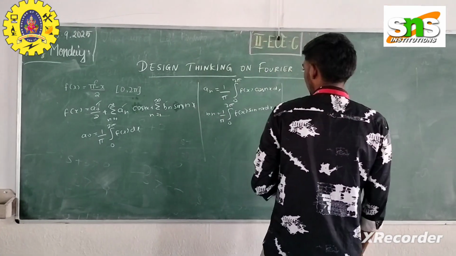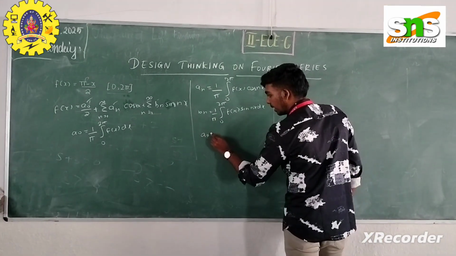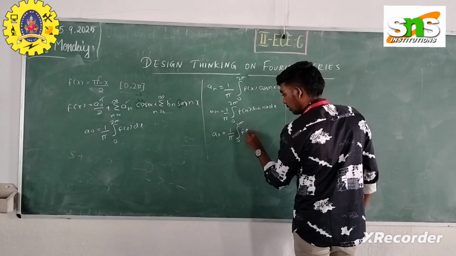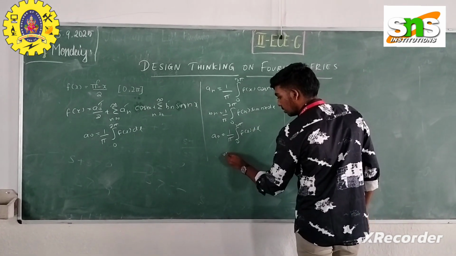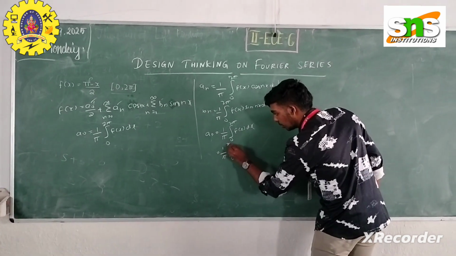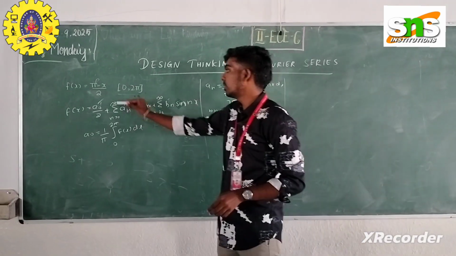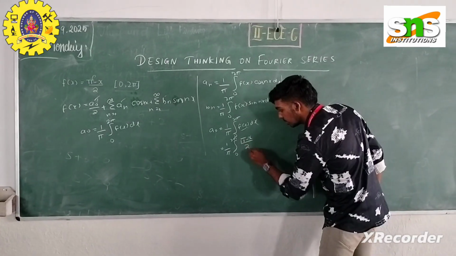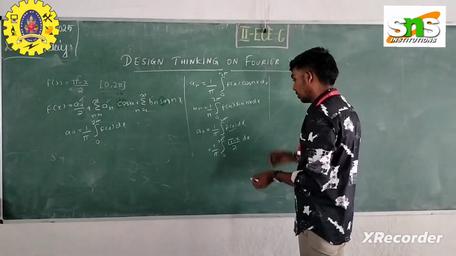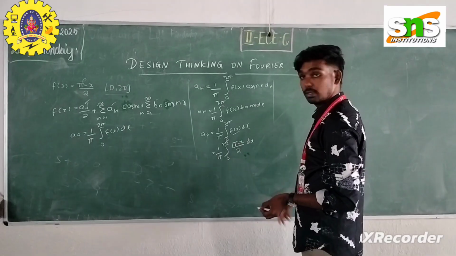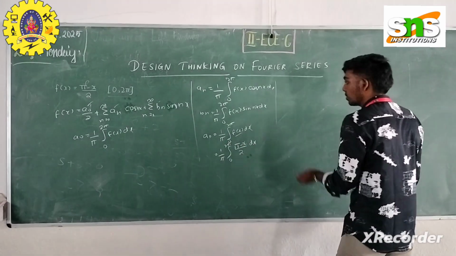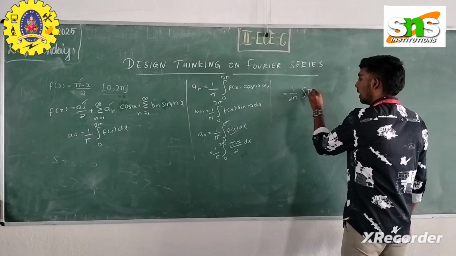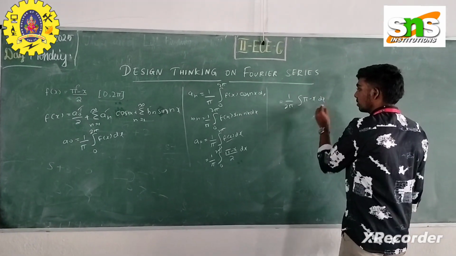So let me start by calculating the value of a0. The formula is 1 by pi integral from 0 to 2 pi of f of x dx. Here f of x is the given value, pi minus x by 2. Let me substitute it. We have pi by 2 minus x by 2, so let me take the 1 by 2 outside. This becomes 1 by 2 pi integral of pi minus x dx.